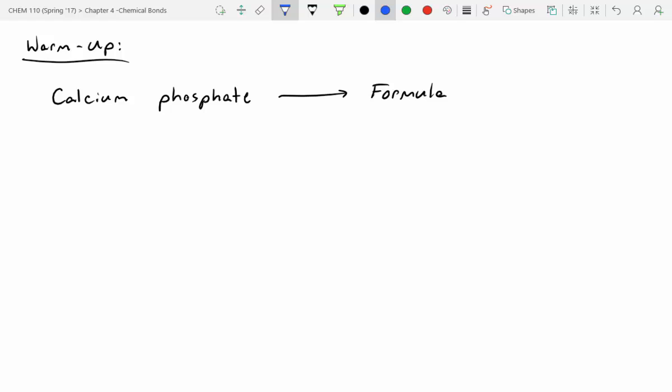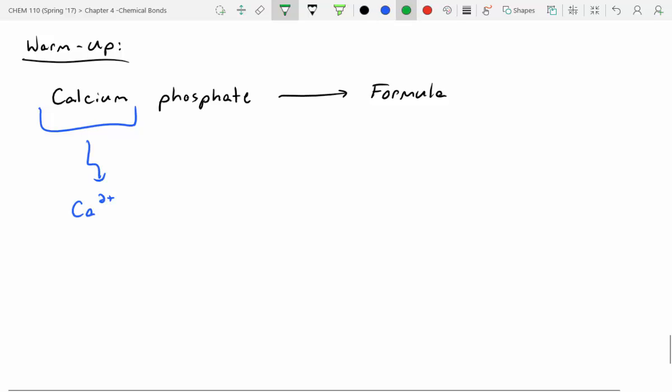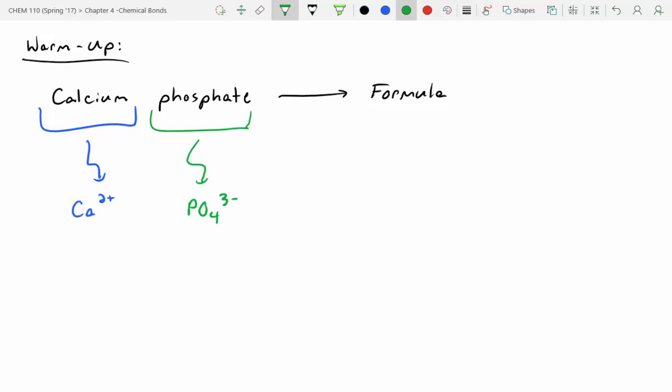In this case, it's in group 2A, so we're going to go with the simple naming. We don't need a Roman numeral, right? Okay, so we'd say calcium has what charge? Positive 2, okay. 2 plus, all right. And then phosphate over here, that's one of our polyatomic ions. What's the molecular formula for phosphate? It's a tricky one. PO4 3 minus, right?